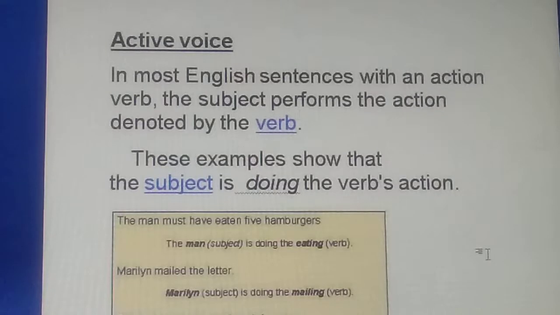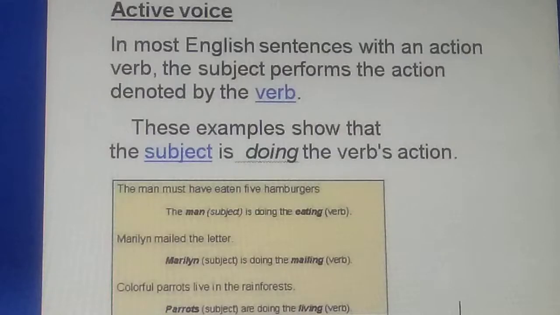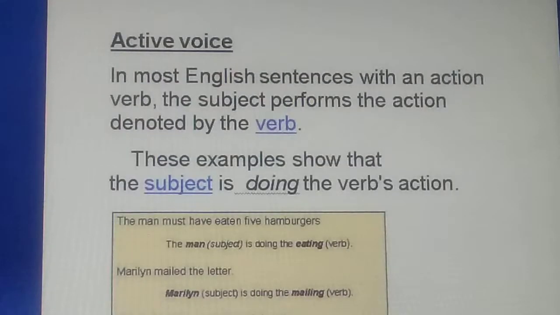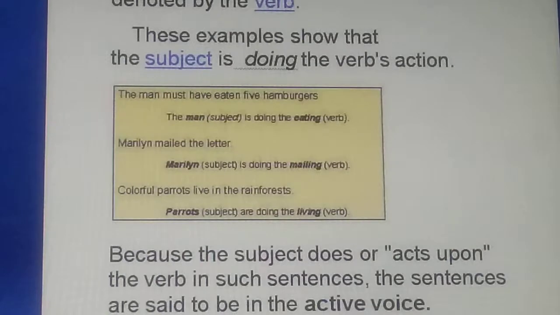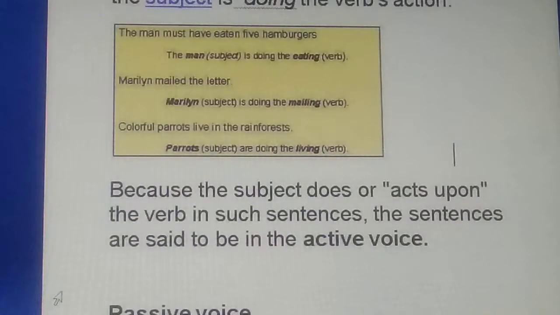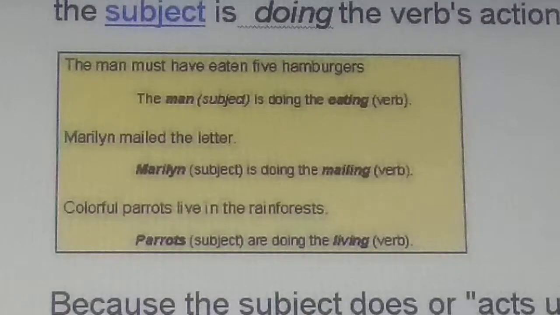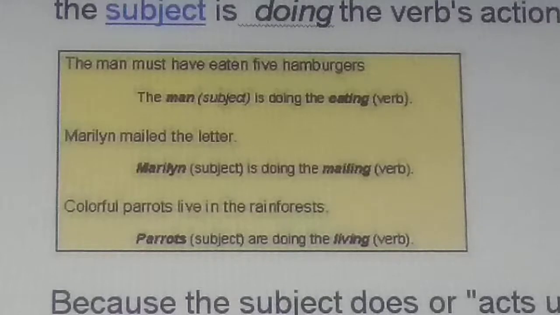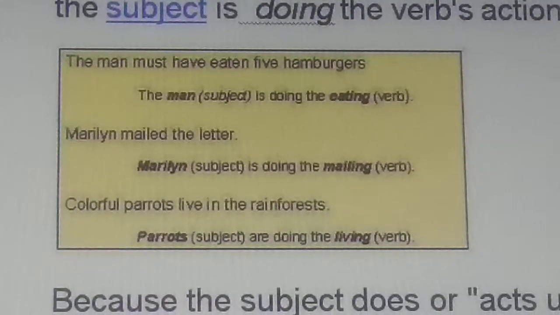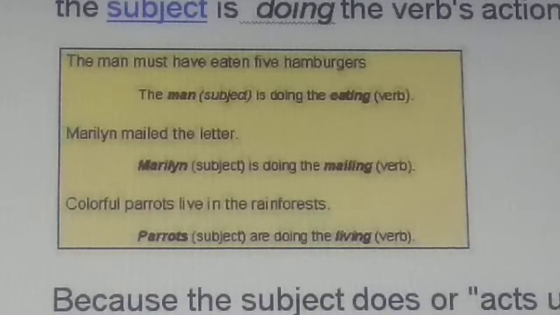Active voice. In most English sentences with an action verb, the subject performs the action denoted by the verb. These examples show that the subject is doing the verb's action. See, look here, children. The man must have eaten 5 hamburgers. The man is the subject here. He's doing some action. Action of what? Eating. So eating is the verb.